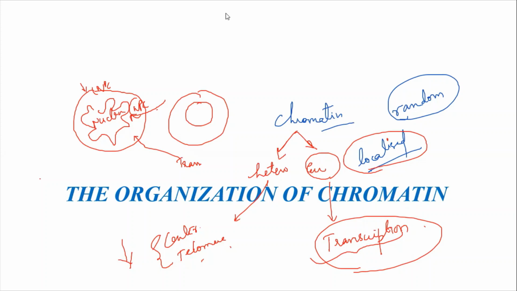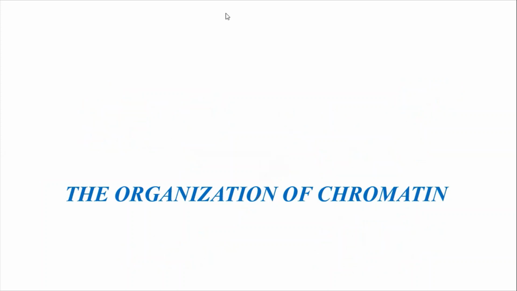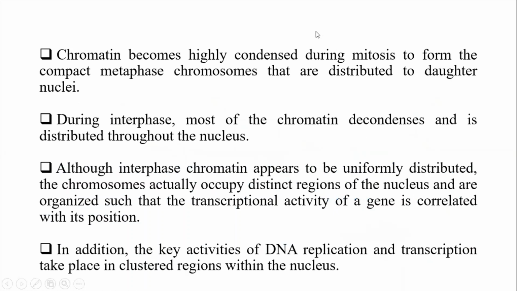Okay, so let's move ahead and talk about the organization of chromatin in detail. Chromatin becomes highly condensed during mitosis to form the compact metaphase chromosomes, which are distributed to daughter nuclei. Now during interphase, most of the chromatin decondenses and is distributed throughout the nucleus. Why? Because in interphase itself, your S phase is there, that is, your DNA replication takes place here.